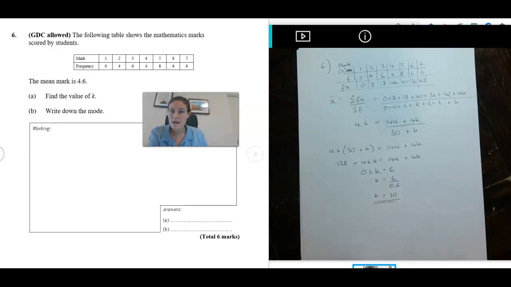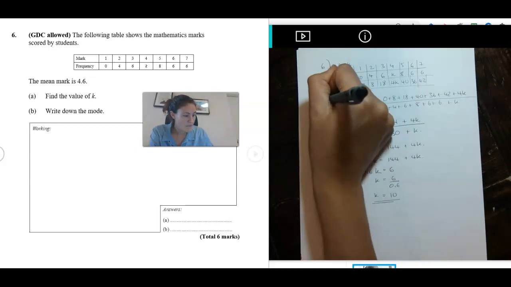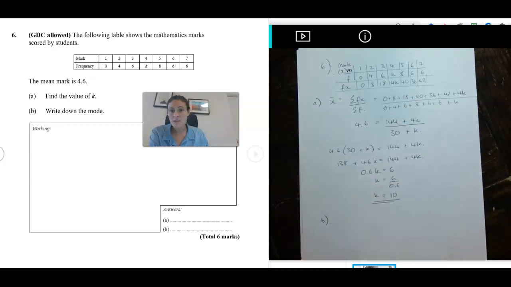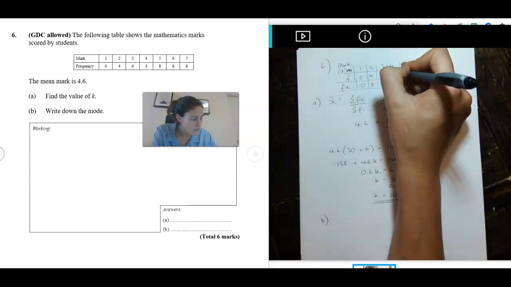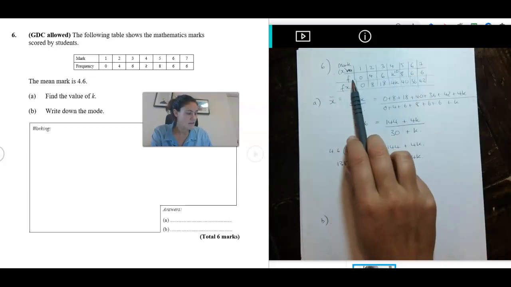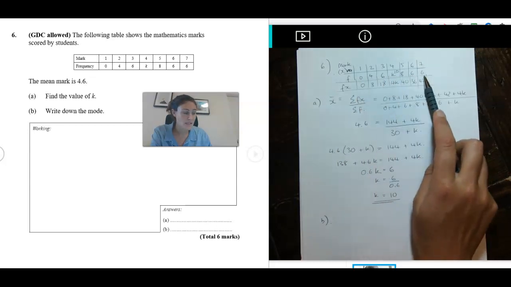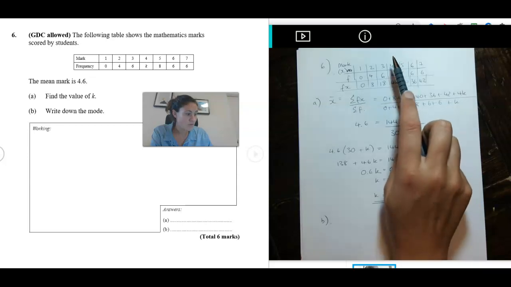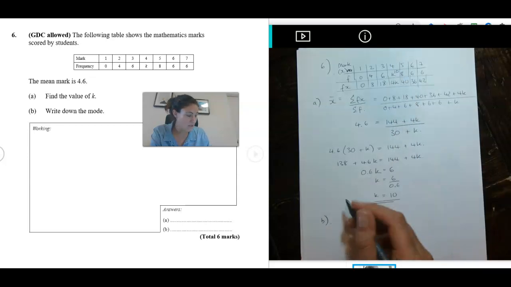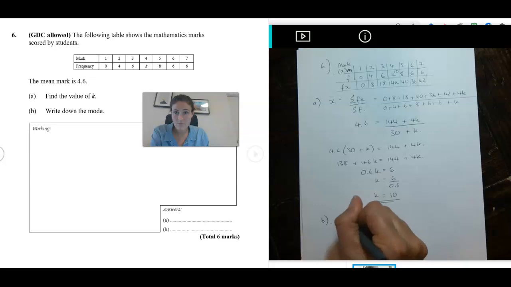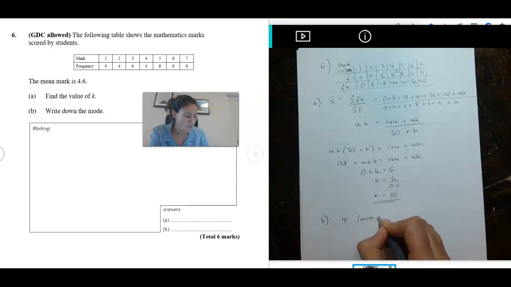Done. And B is just part A. B is just write down the mode. So now that I know that K is 10, it's the highest frequency. So that unknown number is higher than any of the other frequencies. So the mark of 4 has got the most people having it, which means 4 is the mode. Right? Most people scored 4. Done.